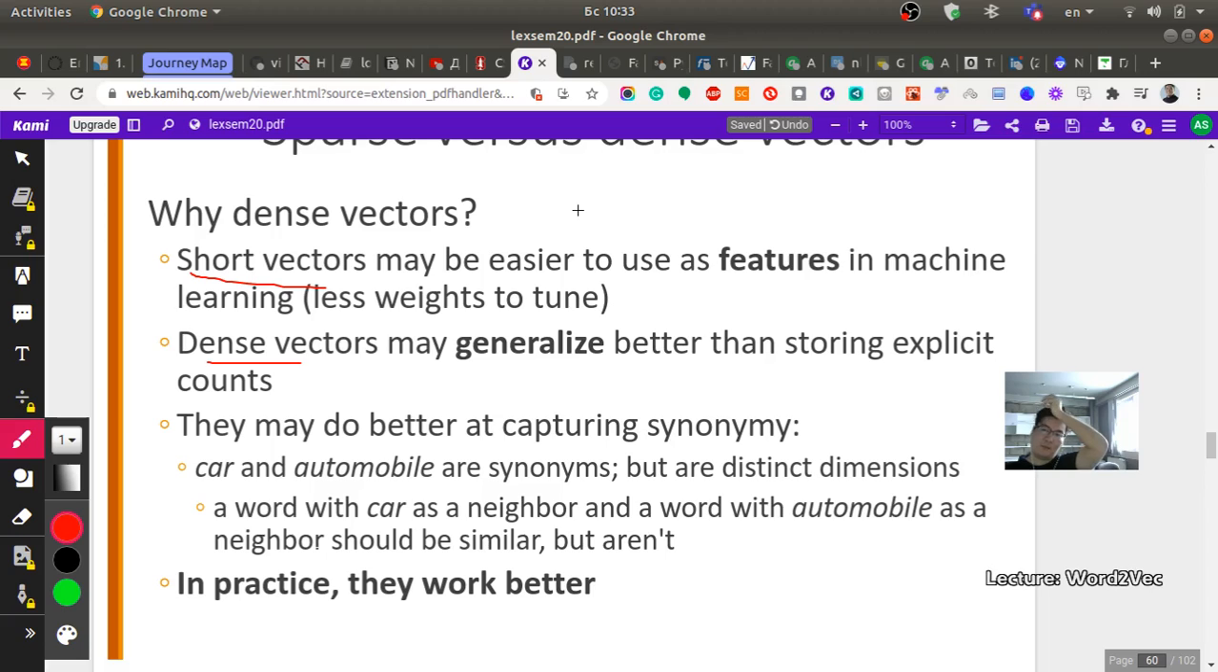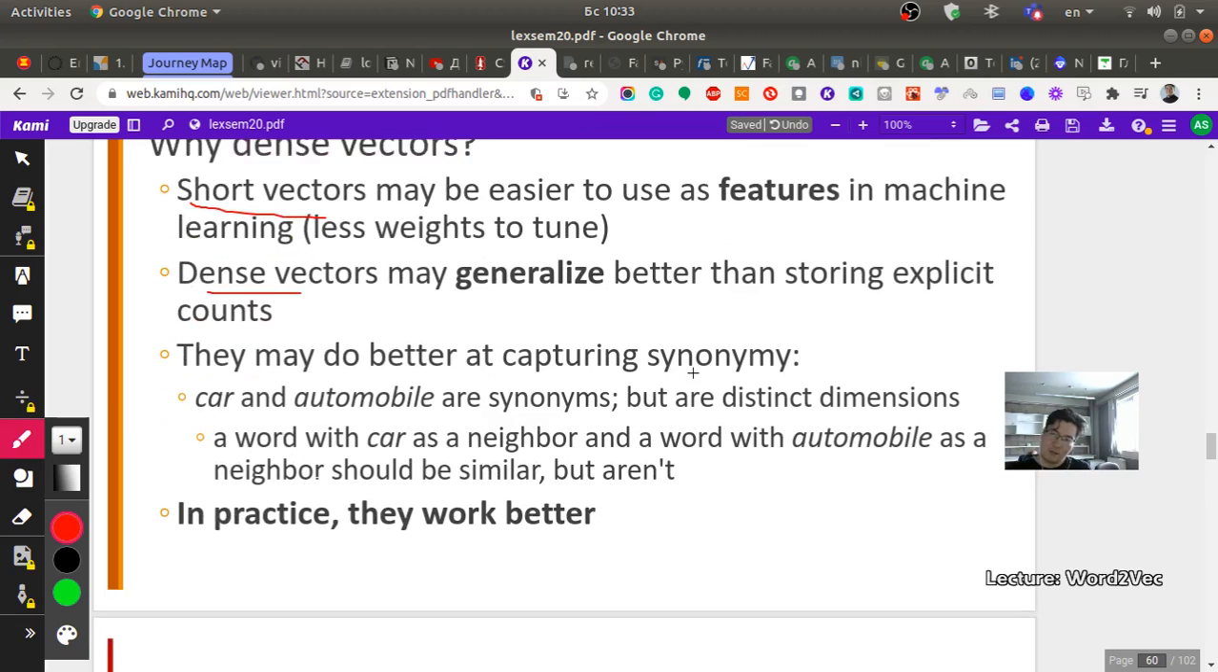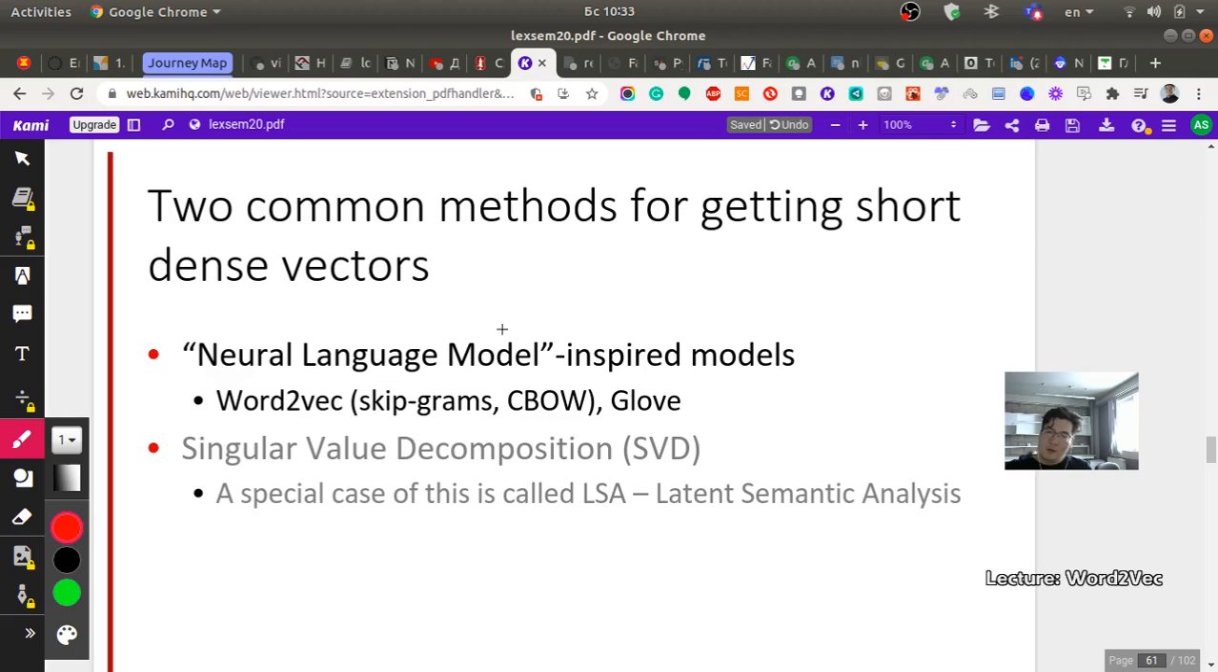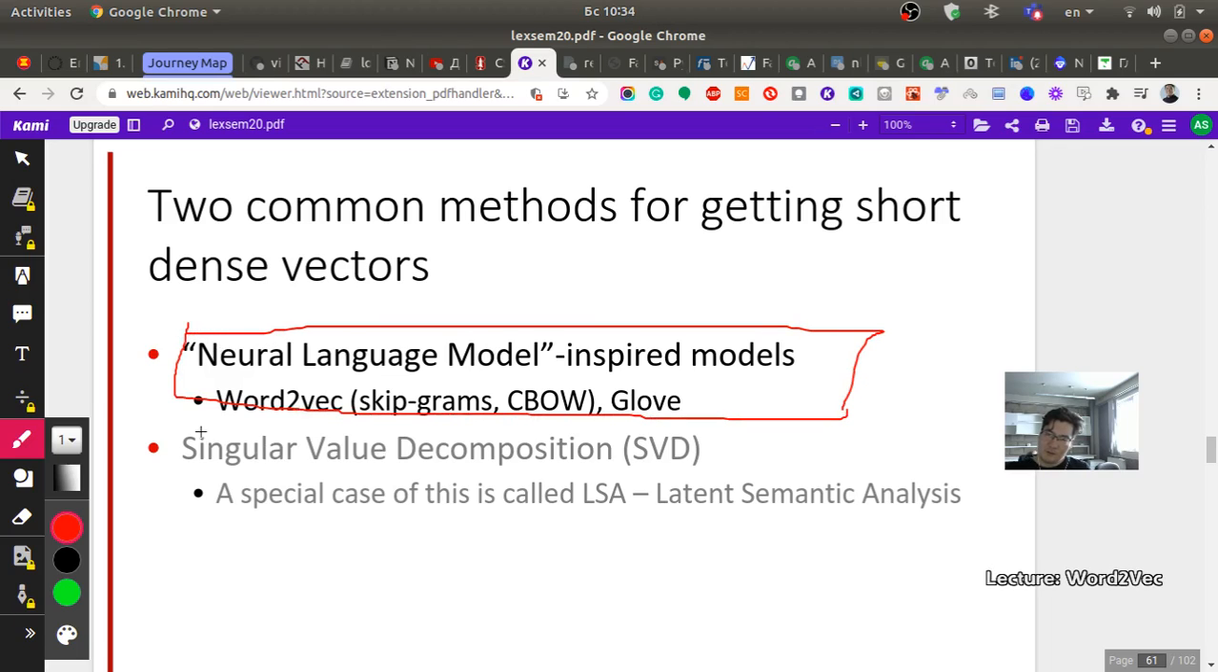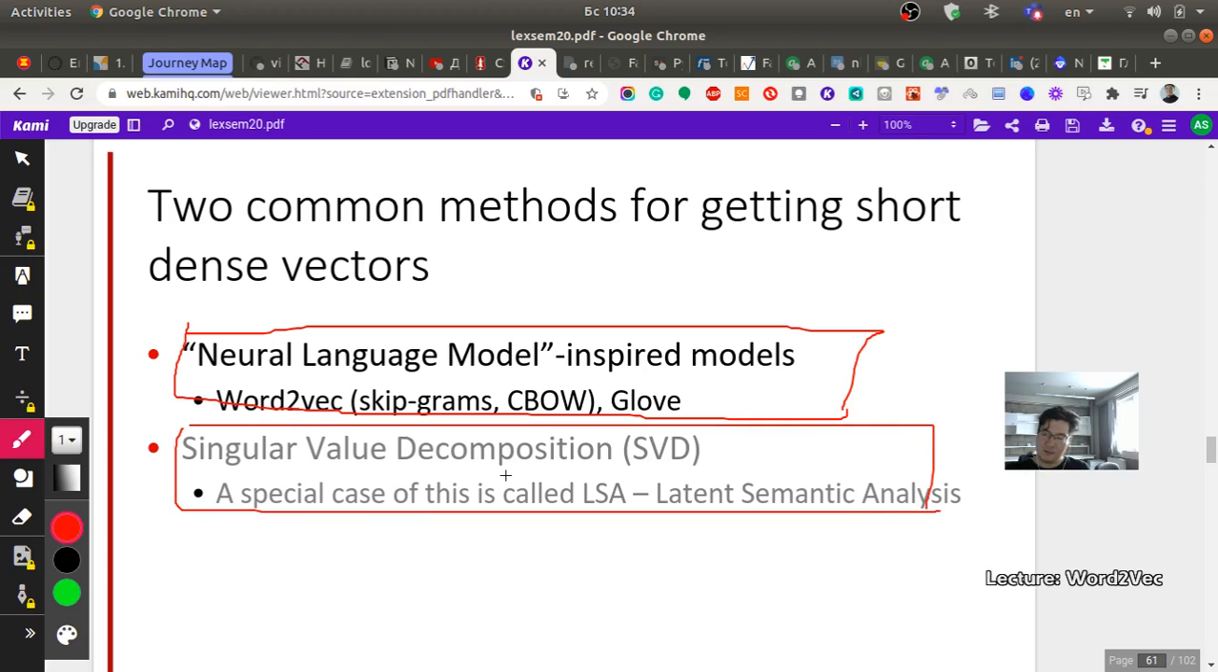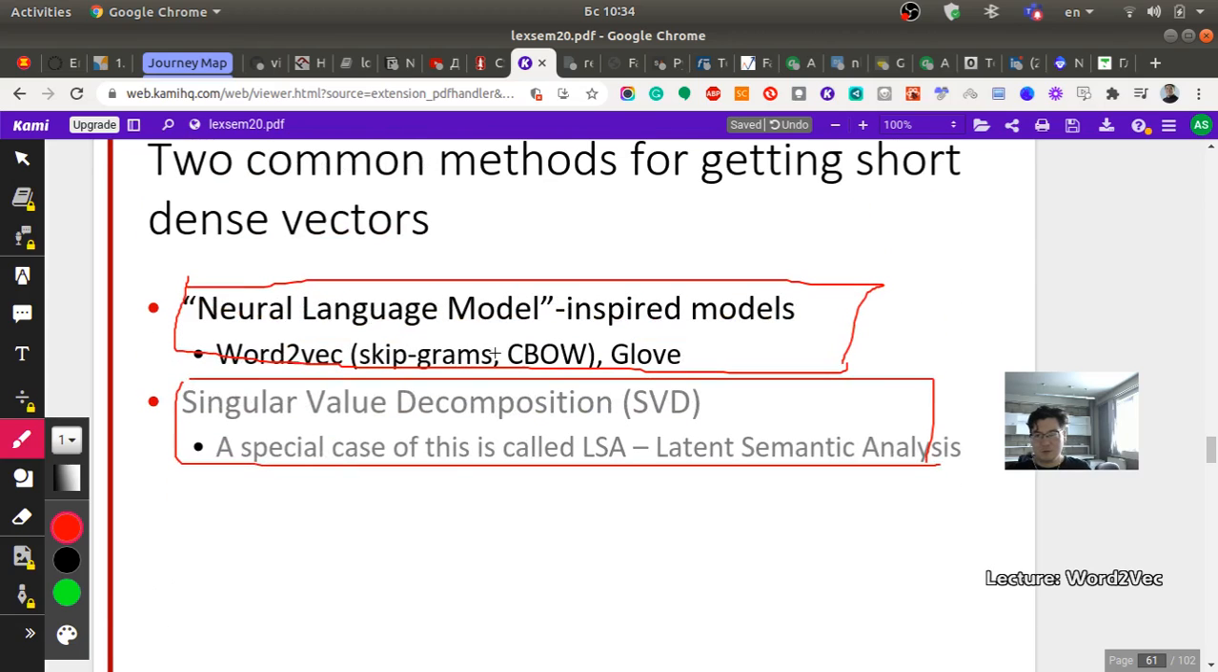Because for some rare words the vectors may be mostly zeros, and for example, if you want to find synonyms, it would be harder. So there are two common methods: neural language models and singular value decomposition. Singular value decomposition is a quite old method. It uses matrix multiplications. Sometimes it can be used, but mostly now we use neural language models.